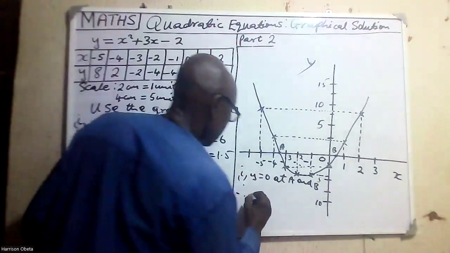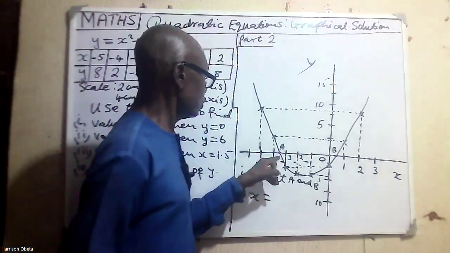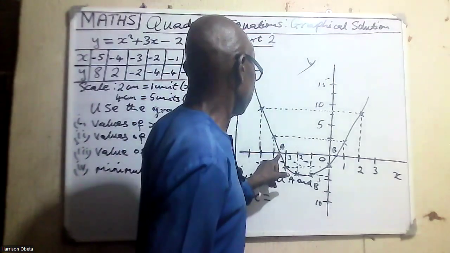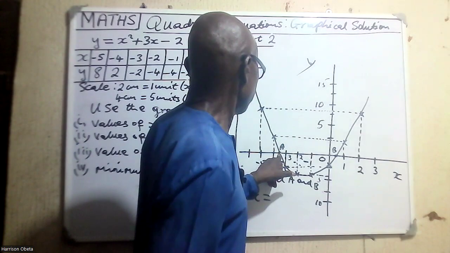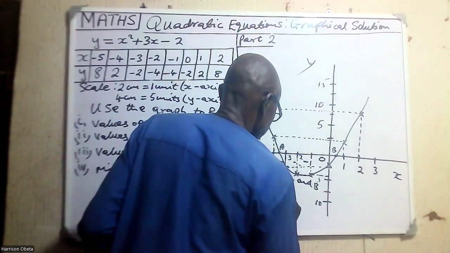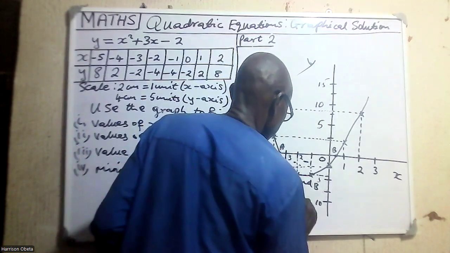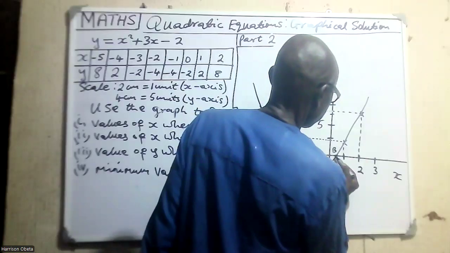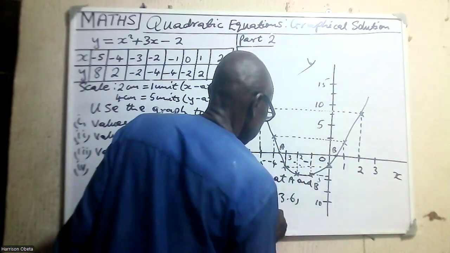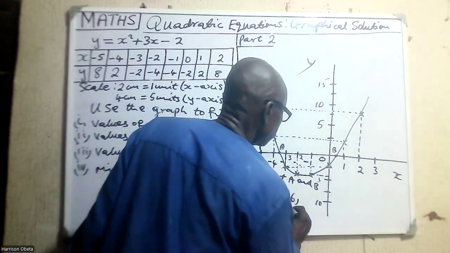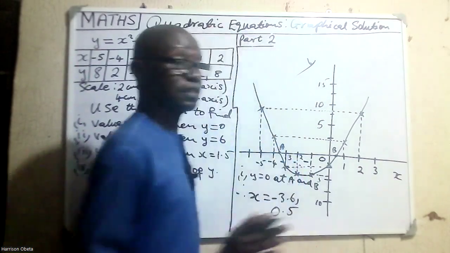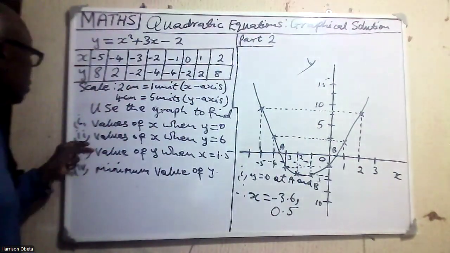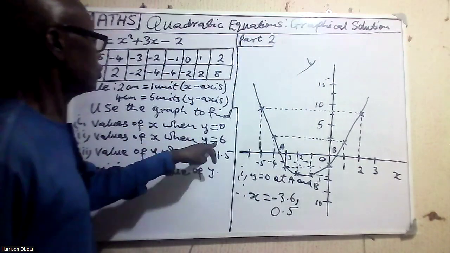Therefore, x equal to, you check what you have here, and that will give us maybe, let's say 3.6 for instance, minus 3.6, comma, then check the value you have here, and that should give us about 0.5, comma, 0.5. So that is the answer to the first question. Okay. The second one, we have to find the values of x when y equal to 6.